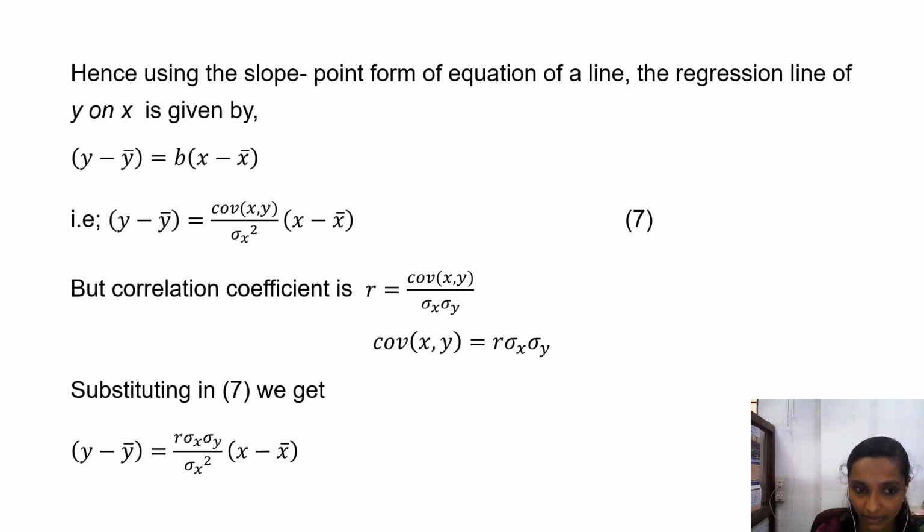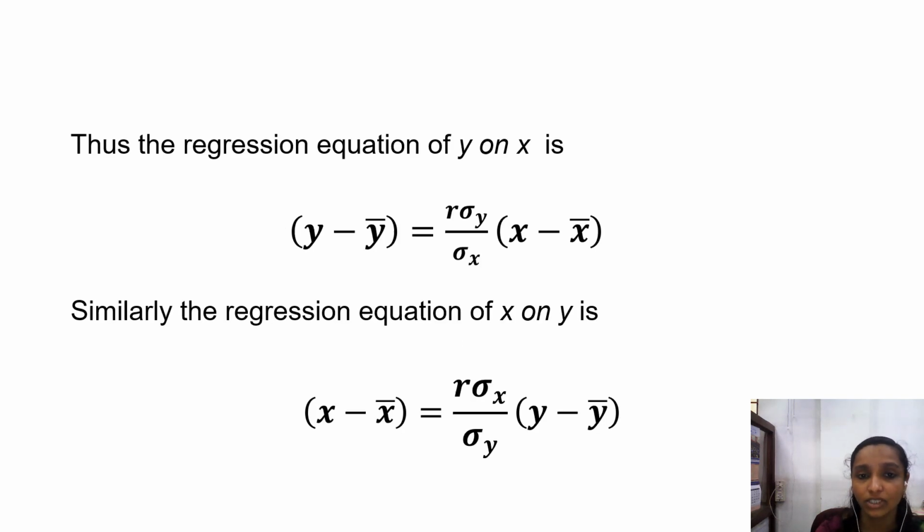Therefore, equation 6 can be written as y minus y bar equals r sigma x sigma y by sigma x square into (x minus x bar). One sigma x in the numerator and one of the sigma x in the denominator get cancelled, and the equation of y on x will become y minus y bar equals r sigma y by sigma x into (x minus x bar). Similarly, the regression equation of x on y is x minus x bar equals r into sigma x by sigma y into (y minus y bar).